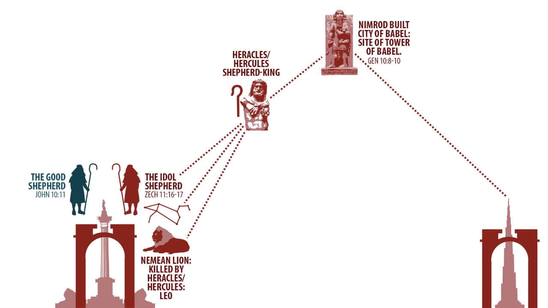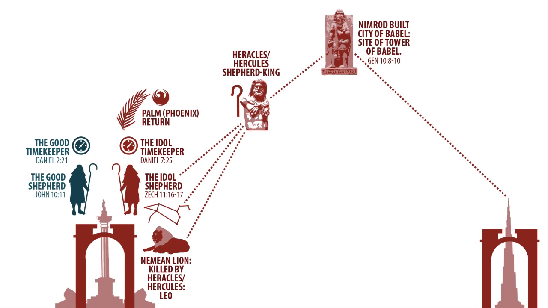That's what they expect. But with the idol shepherd, they're also messaging the timekeeper, the idol timekeeper, who's going to be allowed to mess with time for a while. But that's also a mockery of the good timekeeper, who does change times and seasons, and who holds control of time right now. And the enemy also used the Palmyra arch and all the palm pictures, and with Nelson too, to emphasize their palm idea of a phoenix returning, the Nimrod type returning onto the scene to finish the mystery of iniquity, the working of the mystery of iniquity.